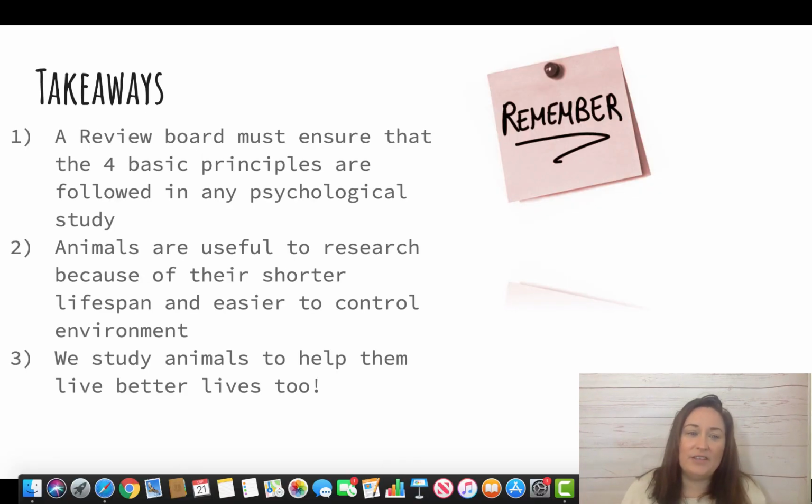Finally, your takeaways. Remember, a review board must ensure that the 4 basic principles are followed in any study. Animals are useful to research because of the shorter lifespan and because we can control their environment, so we can really test out our variables a lot easier. And finally, don't forget there are a lot of positives that come out of studying animals, such as providing them a better quality of life, whether they are endangered, whether they are in a zoo because they're endangered or injured, or they're just pets, right?